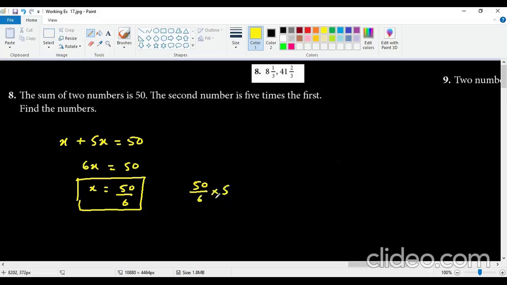That means 250, or 250 divided by 6. That means 6 times 41 is to be multiplied. So this gives me 248, 246, and 2. So this is going to give us 4 remainder 4. And once this is simplified, this is going to give us 41 whole 2 over 3. So these are the two numbers.